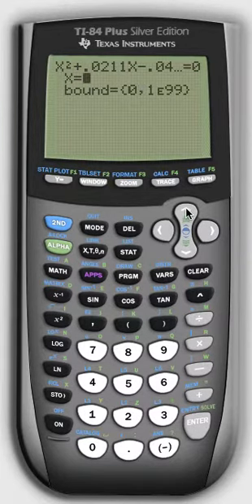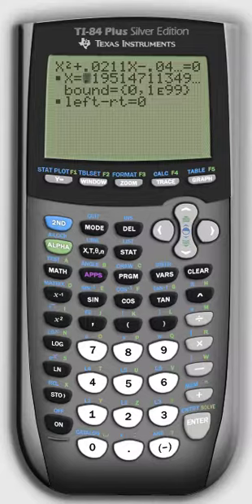So now I go back up to have the cursor blinking on the x equals. And here's how I make it solve. I click alpha and then enter. That's the solve feature. And it returns this answer here. And that's my value for x.